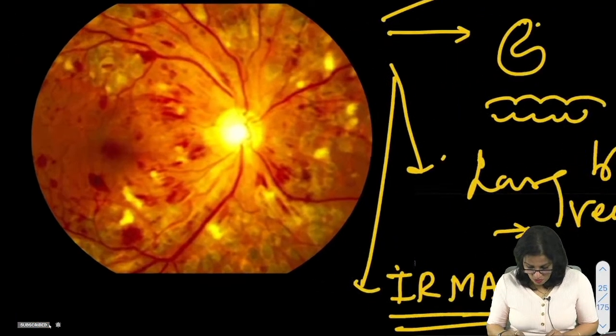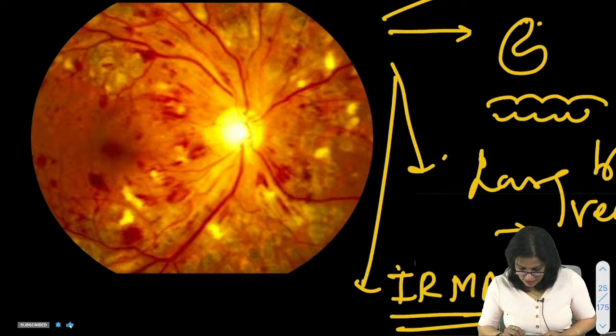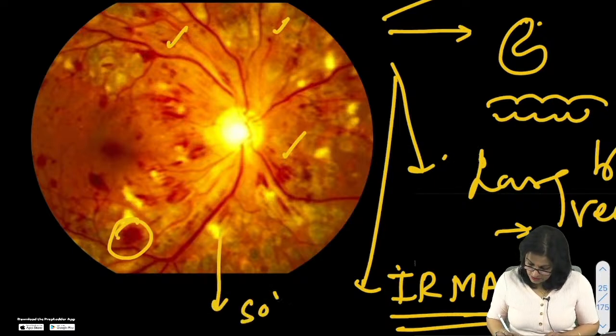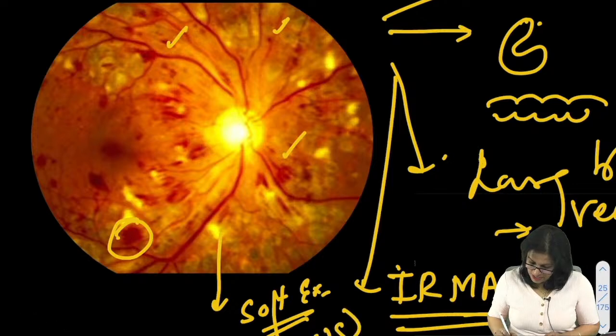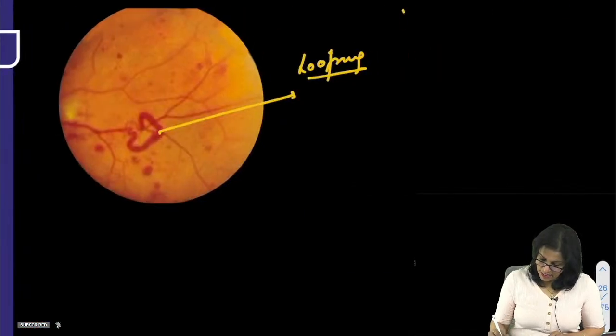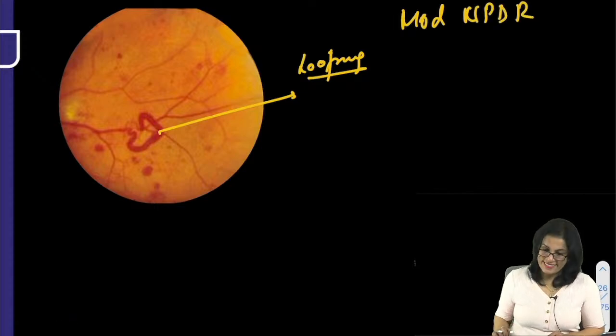Okay? So in this case I can see a lot of flame shaped hemorrhages, dot and blot hemorrhages. I can call this a large blot hemorrhage. These are the soft exudates, or cotton wool spots, we call them that because they look like cotton wool. So you are looking at pre-proliferative, or a moderate NPDR, right? And this was again a moderate NPDR where you have just seen the looping.